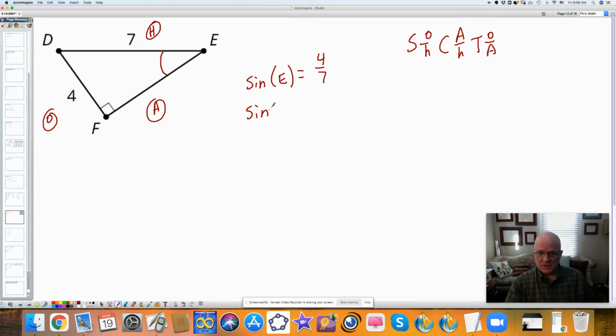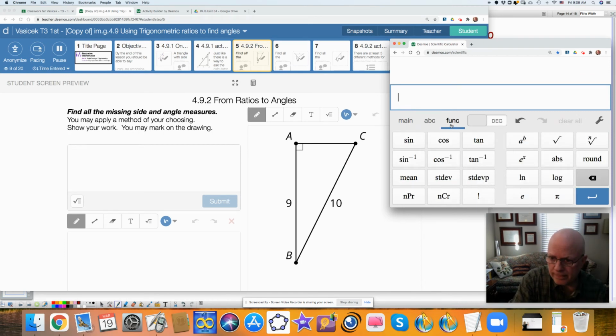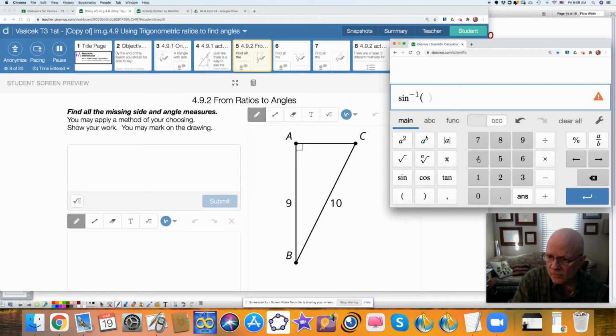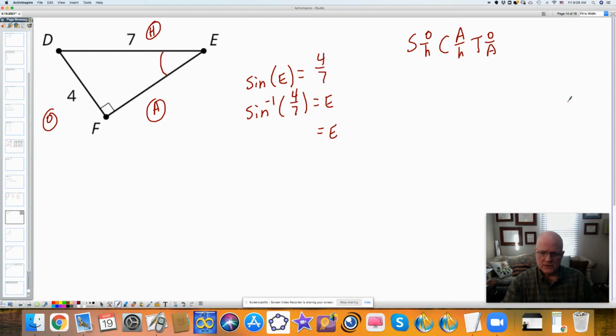So the inverse sine of the ratio is equal to the angle. So E is equal to inverse sine of 4 over 7. Inverse sine of 4 divided by 7, I get 34.8 degrees. That's this one. To find this other angle, I'll subtract that from 90, in which case I get 55.2.